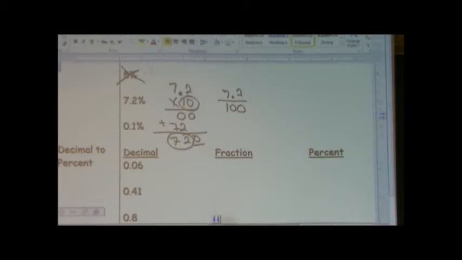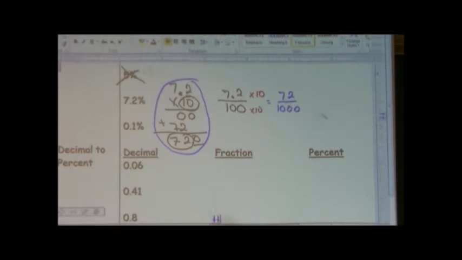So that's what I'm going to do. I'm going to multiply the top times 10 and the bottom times 10. That's going to give me an equivalent fraction of 72 on the top. And here's the mathematics that goes with that. 10 times 7.2 is 72. And 100 times 10, well, that's just 100 with a 0 behind it. That's 1,000. So there's my fraction.